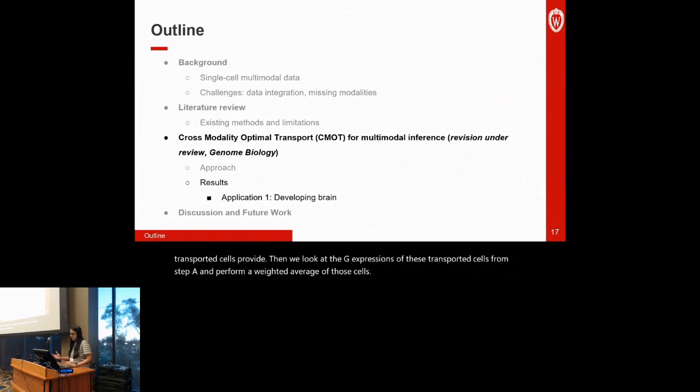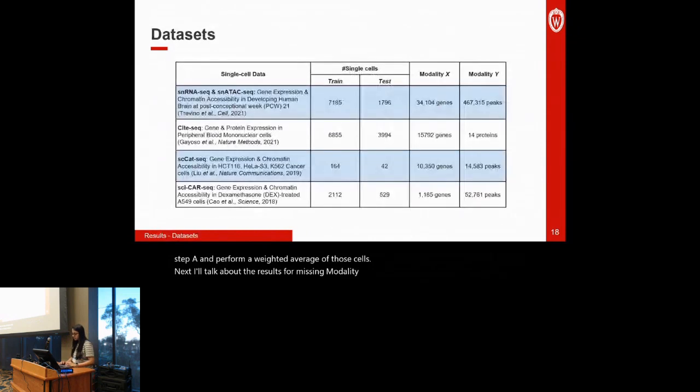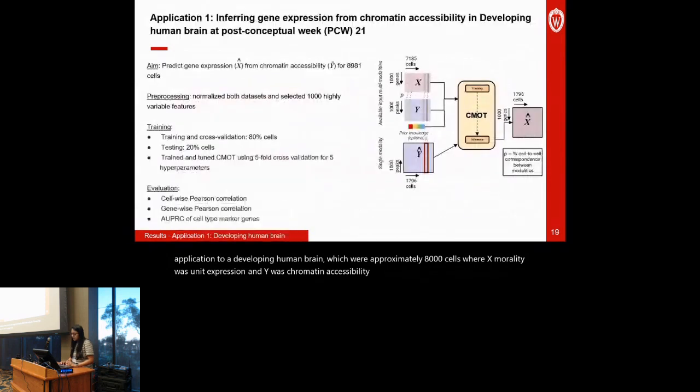Okay, next I'll talk about the results for missing modality inference in one of the applications. We applied the method to 4 data sets, but today I'll talk about the first one, which was an application to a developing human brain, which had approximately 8,000 cells, where X modality was gene expression and Y was chromatin accessibility. So in this application, our aim was to predict gene expression for cells which only have chromatin accessibility information.